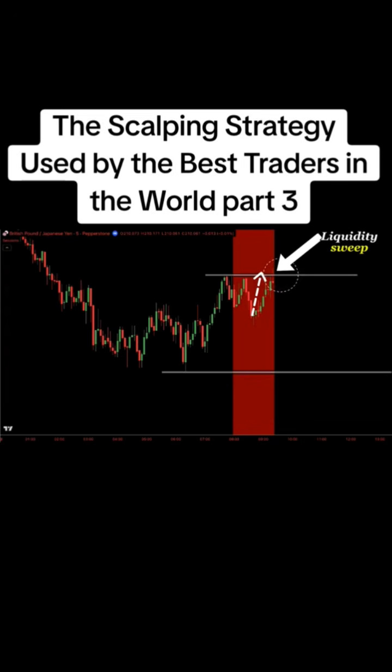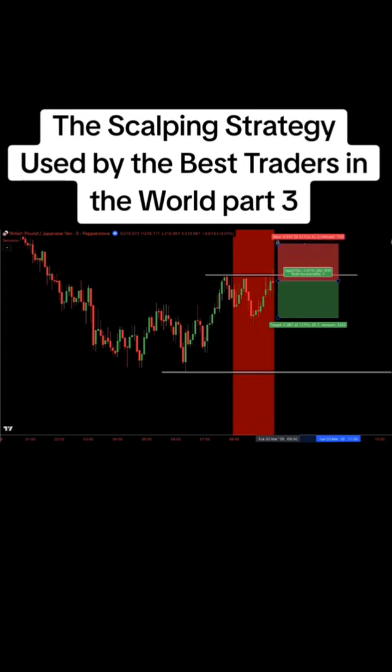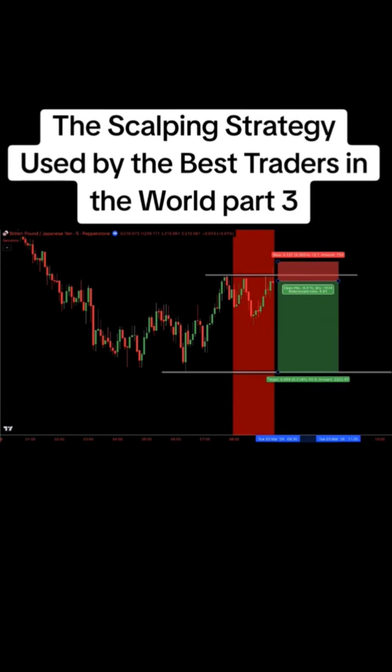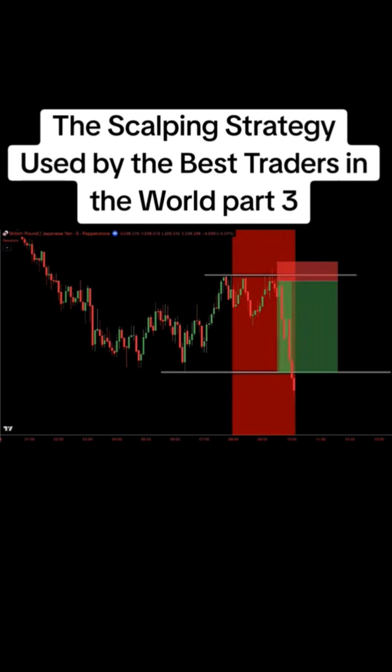So this is where you can execute the trade. You place your entry at the close of the rejection candle. Your stop loss goes above the wick, and your target is the next major swing low. Now look at what happens next. As you can see, the market drops directly into the target.